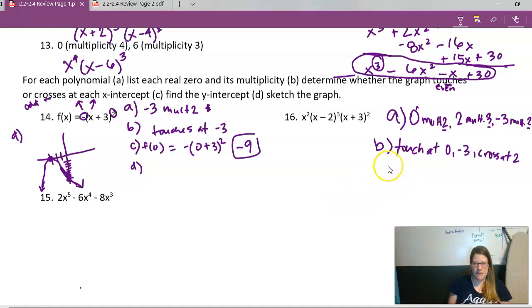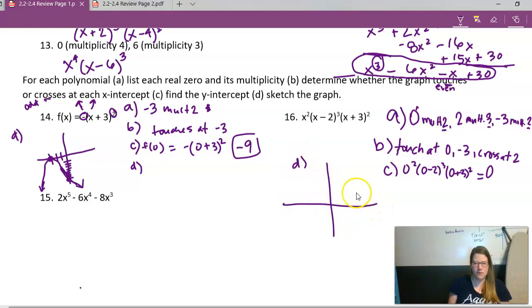All right, part C, find the y-intercept. Remember, we find the y-intercept by plugging 0 in everywhere there's an x. So 0 squared times 0 minus 2 cubed times 0 plus 3 squared. Since there's a 0 out front here, it's just all going to go to 0. So that's the y-intercept.